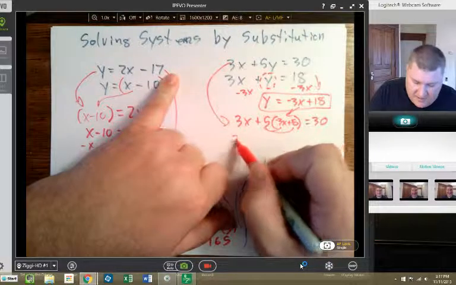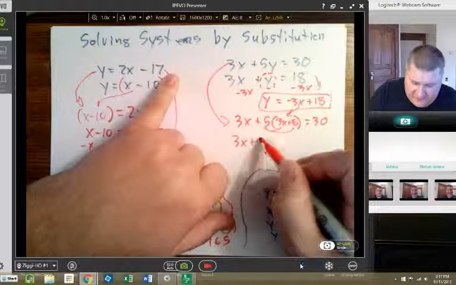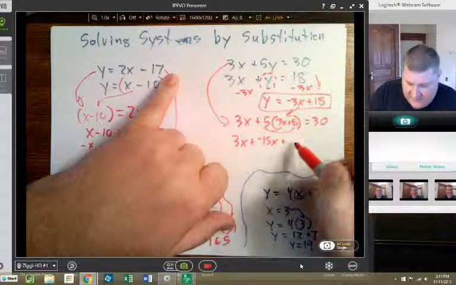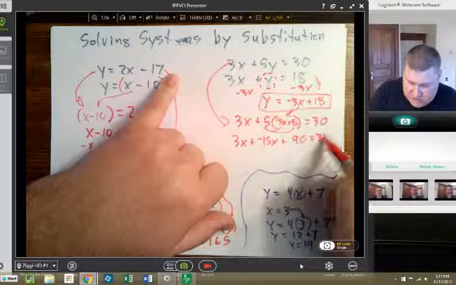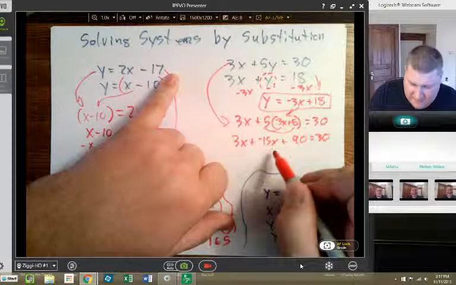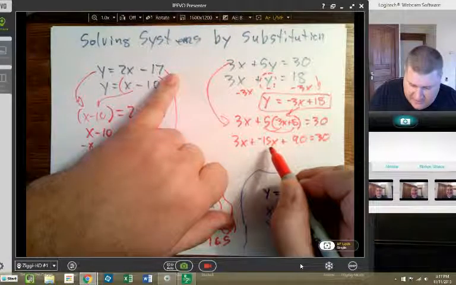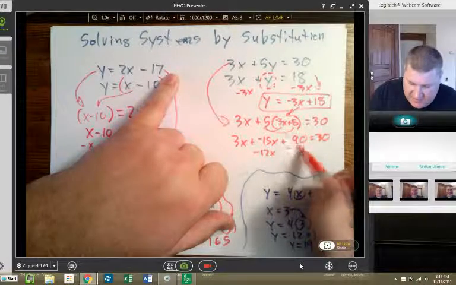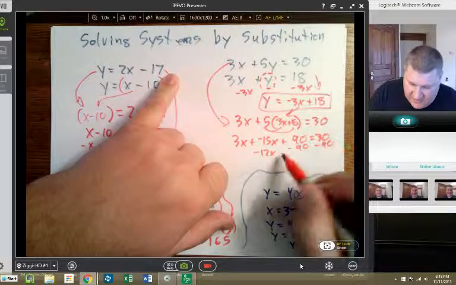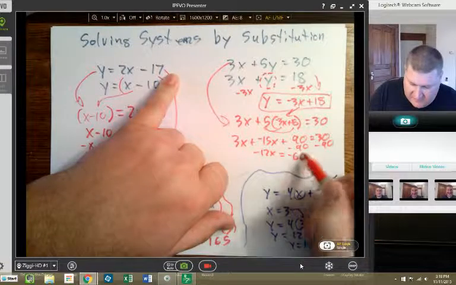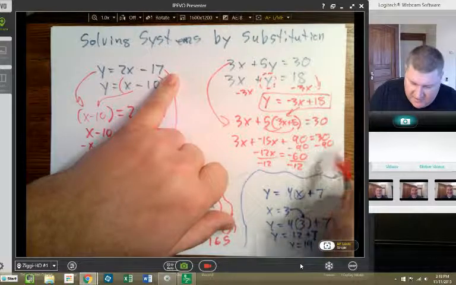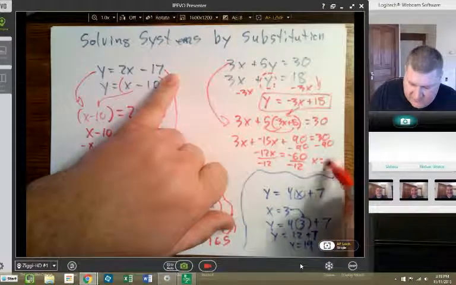Give it away. 3x plus negative 15x plus, oh boy, that's going to be 90 equals 30. In this case, I come up with negative 12x, and I'm going to subtract 90. Negative 12x equals negative 60. Divide both sides by negative 12. And I come up with x equals 5.